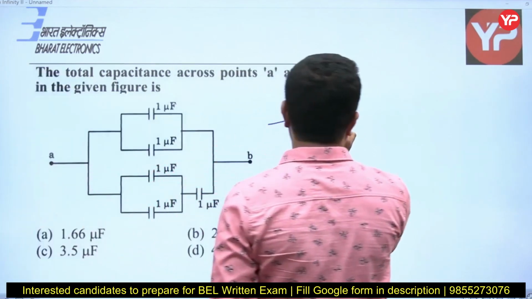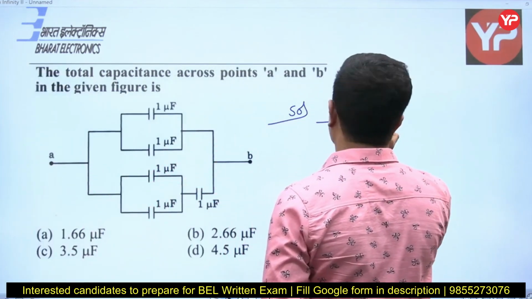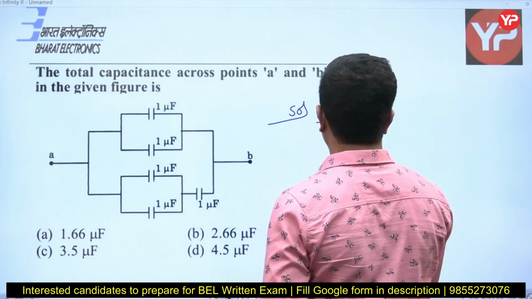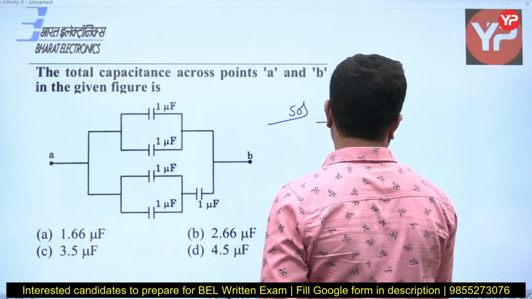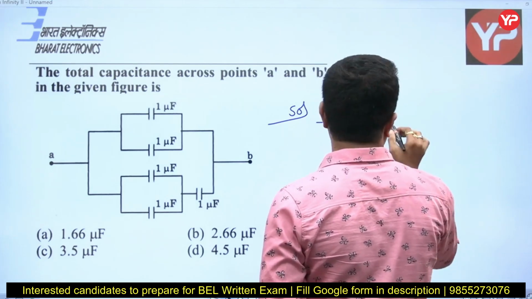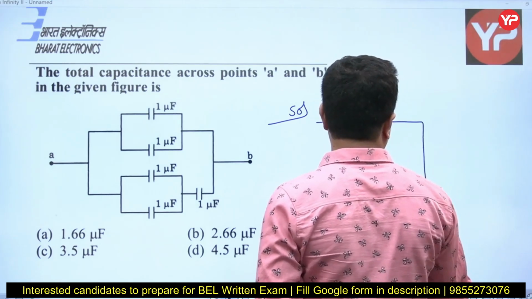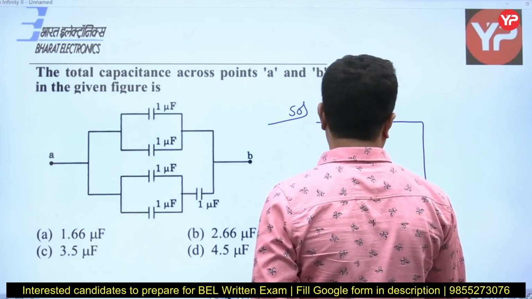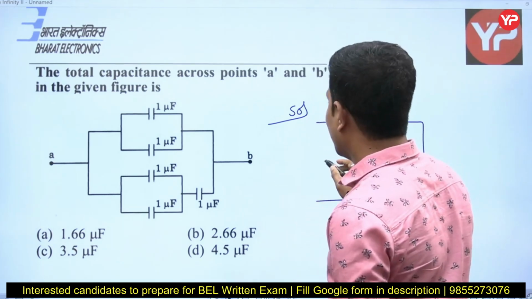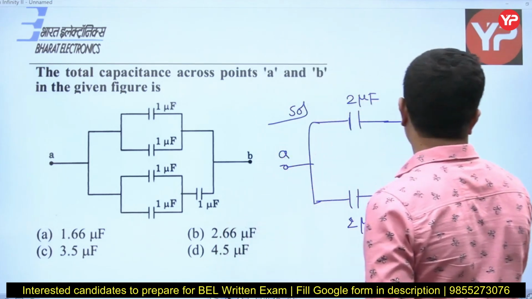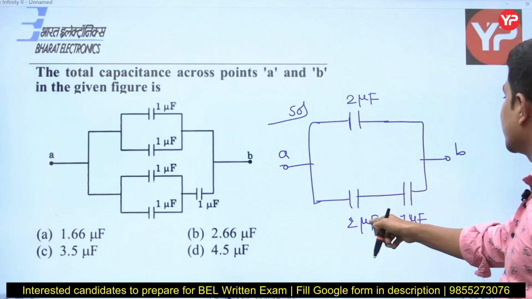If that is the case, this capacitance is of how much? 2 microfarad. This capacitance is of 2 microfarad, and this capacitance is also how much? 2 microfarad. And this capacitance, whatever is left here, is of 1 microfarad. If you observe carefully, this is A, this is B, and these two are in series.